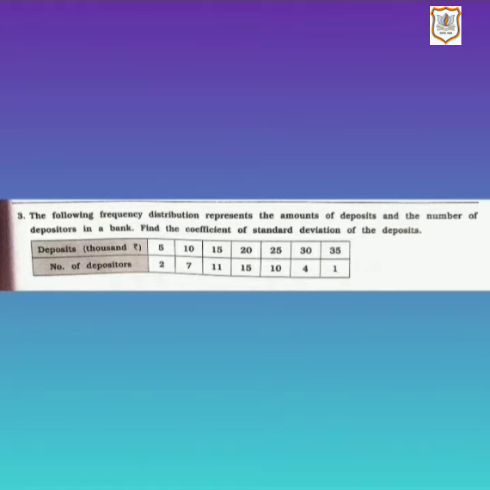So let's read sum number 3 from exercise 4.4. The following frequency distribution represents the amount of deposits and the number of depositors in a bank. Find the coefficient of standard deviation of the deposits.